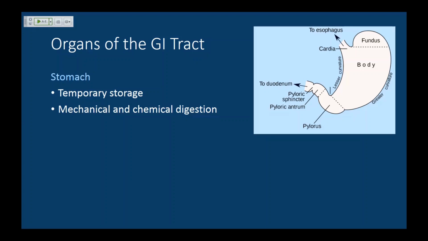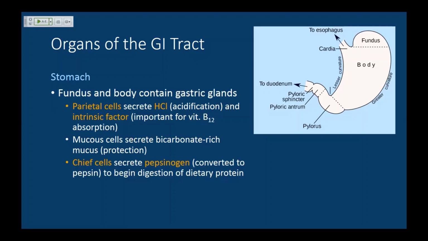Esophagus goes to the stomach. The stomach is involved in the temporary storage of food as well as continued mechanical and chemical digestion. There are different parts of the stomach. The fundus, right up here, and the body, the main part of it, contain gastric glands with a few different cells that we're going to have to be familiar with.